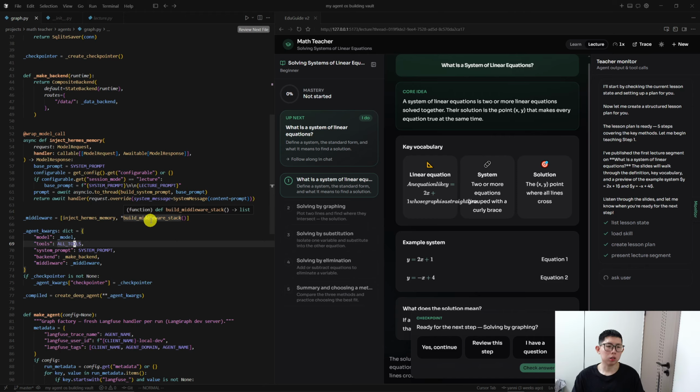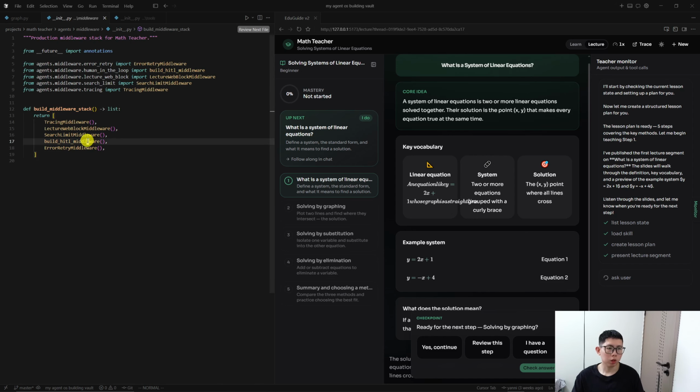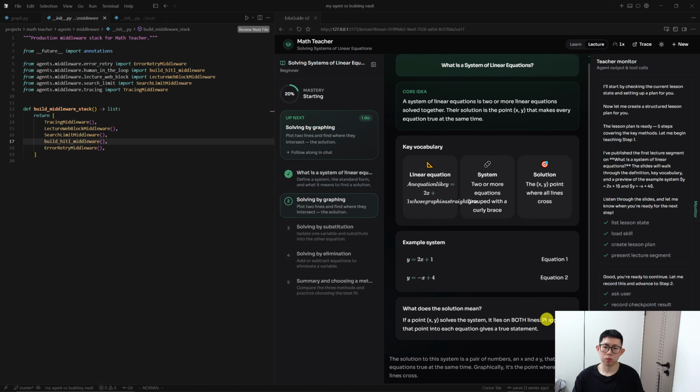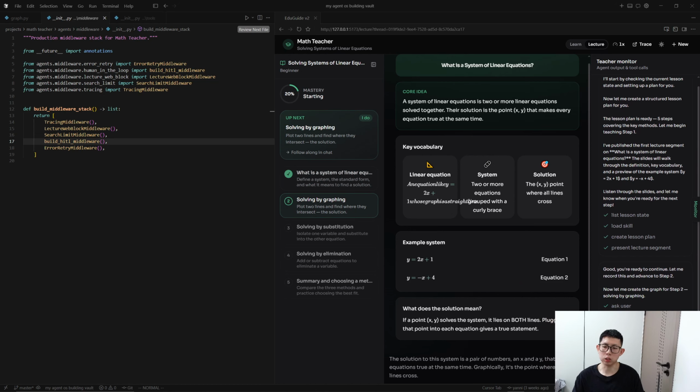Among the middlewares, there's one, the human in the loop middleware, that's worth mentioning. Inside the agent loop, it's going to ask the user to continue. Now he's looping, asking me questions, so it can continue to move on to the lessons.